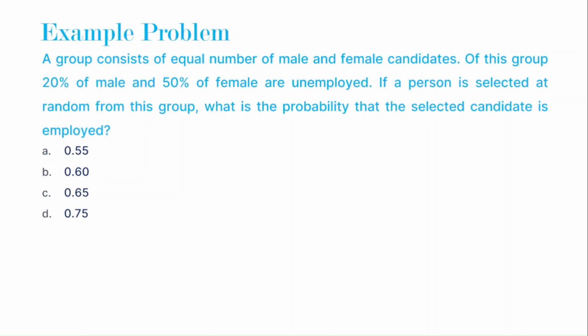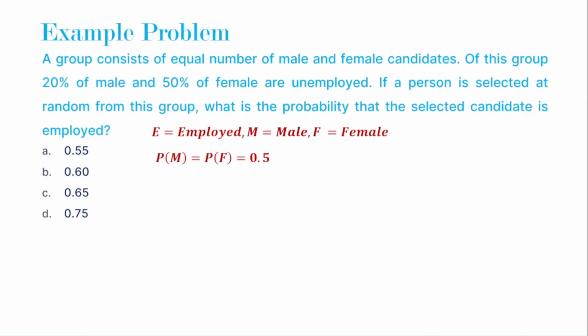Let's look at the solution. Let E represent the event of selected candidate being employed, M represent the candidate to be male, and F represent the candidate to be female. The question also says that the group has equal number of male and female candidates. Therefore, the probability of selecting a male candidate will be equal to the probability of selecting a female candidate, and that will be equal to 0.5.